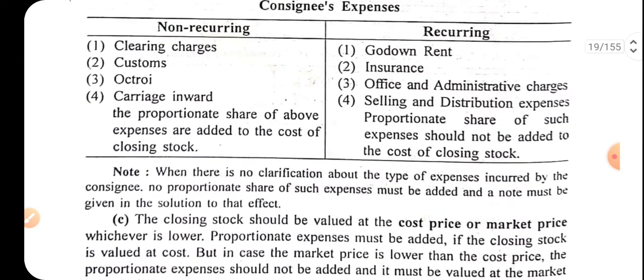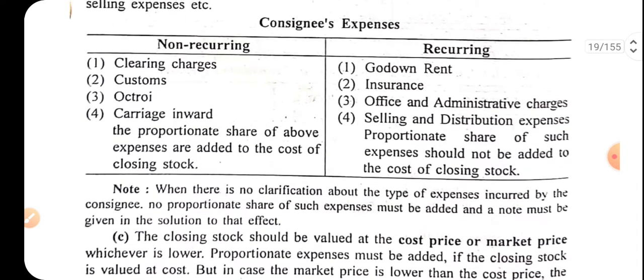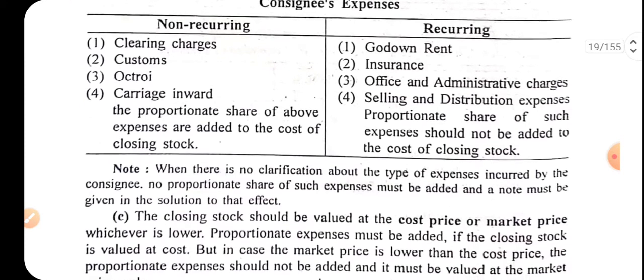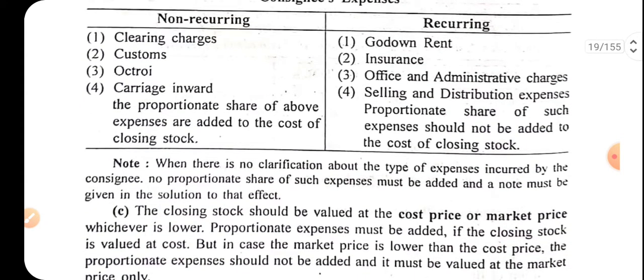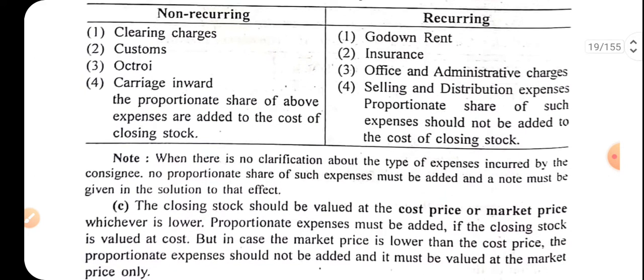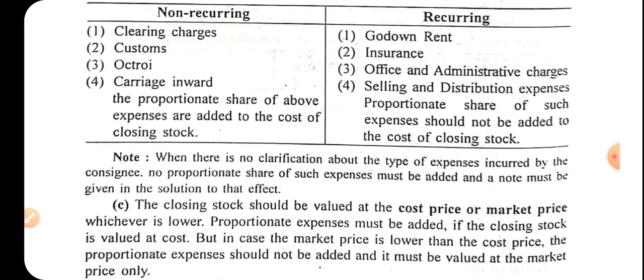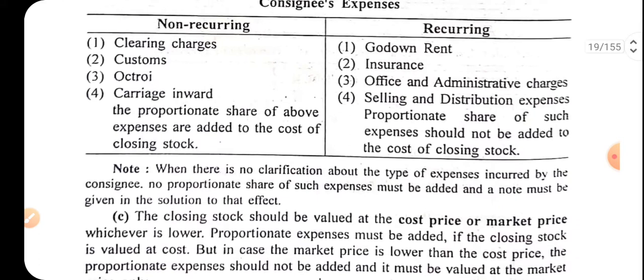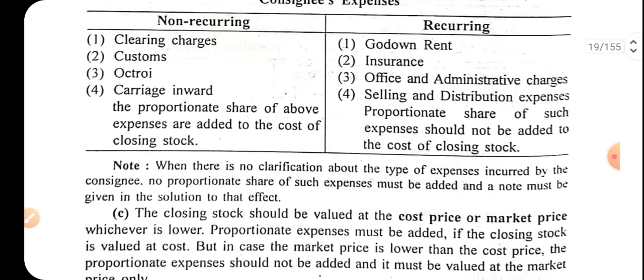Whenever we calculate the proportionate expense of the consignee, we do not include the recurring expense. We take only the non-recurring expense of the consignee. So if the sum gives clearing charges, we take them in the calculation of proportionate expense. But if the sum gives godown rent, we cannot take it in the calculation of proportionate expense of the consignee for closing stock.